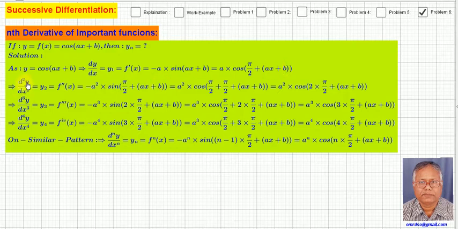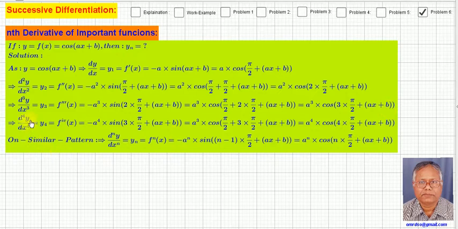Now get the second derivative d²y/dx², y2. Differentiate this only. We'll get minus a² sin(π/2 + ax + b). Arrange it in terms of cosine, that is a² cos(π/2 + π/2 + ax + b), that is a² cos(2·π/2 + ax + b). Now get the third derivative by differentiating this. y3 is equal to minus a³ sin(2·π/2 + ax + b). Arrange in terms of cosine, because cos(π/2 + θ) is equal to minus sin θ. So a³ cos(π/2 + 2·π/2 + ax + b) is equal to a³ cos(3·π/2 + ax + b).